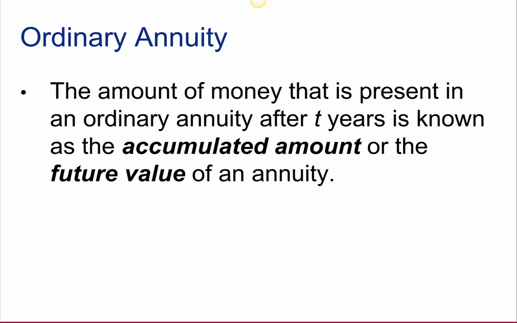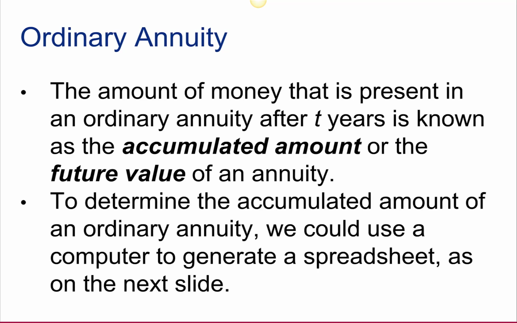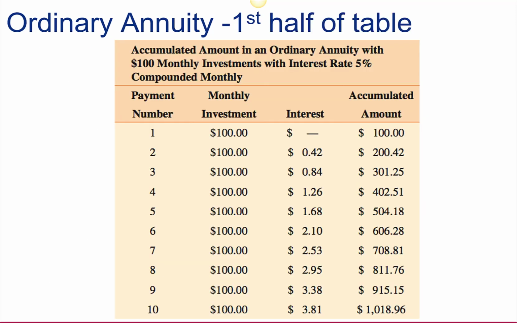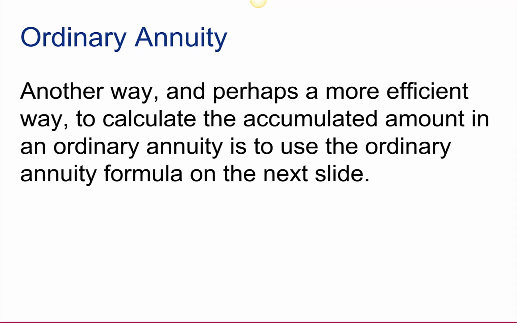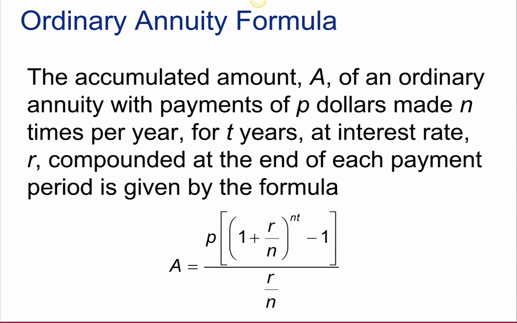The amount of money that is present in an ordinary annuity after T years is known as the accumulated amount or the future value of an annuity. To determine the accumulated amount of an annuity, we could use a computer to generate a spreadsheet, as shown on the next slide. Another way, perhaps more efficient, is to use the formula for the annuity. So here's the formula that we're going to use.